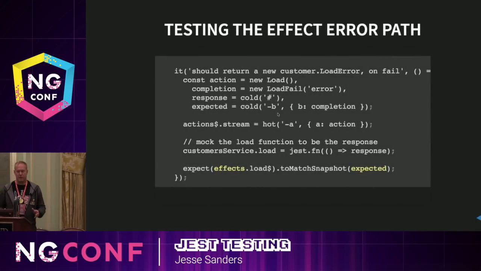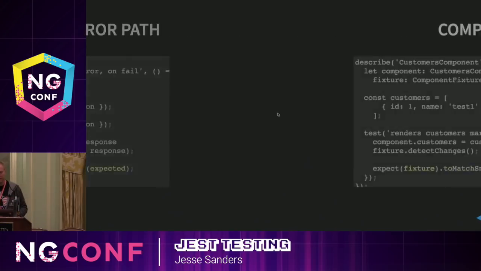So the other side of the effect is we need to test the error path. So what's beautiful here is I can use the pound sign. So everything's pretty much the same, right? I'm watching for the load, for the action, but my completion is a load fail with expecting an error. And in my response, what I want to have from the service is an error, and I want to go ahead and let that fire. And at the end here, I'm going to make sure that it's going to match my snapshot of expected, which is an observable with a load fail with a message of error.